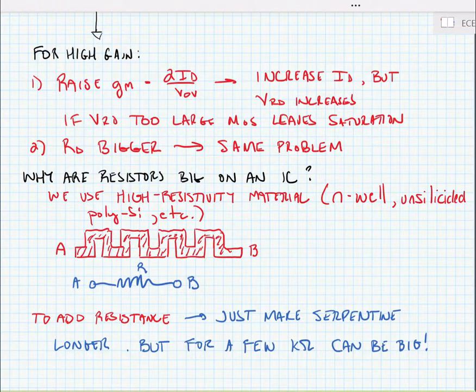So next we're going to look at what type of active load is ideal on an integrated circuit. And we'll do that in the next video.